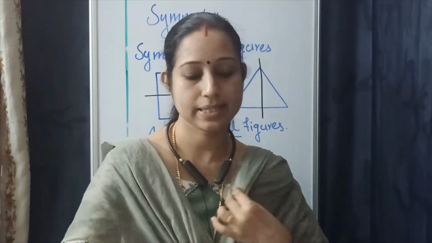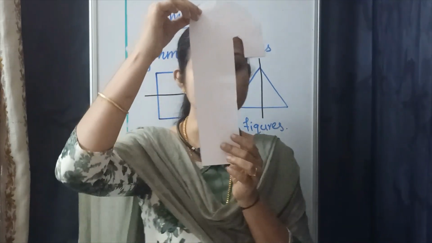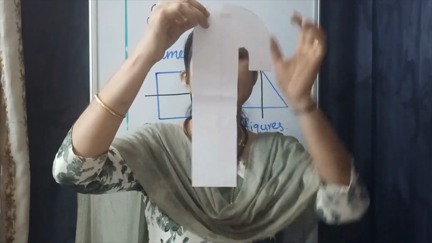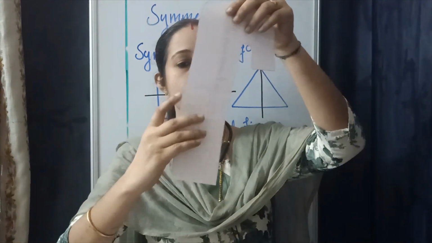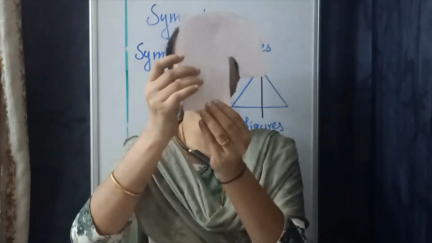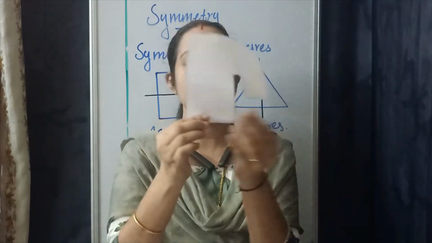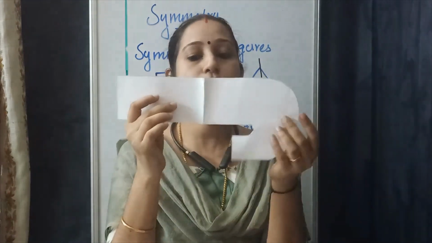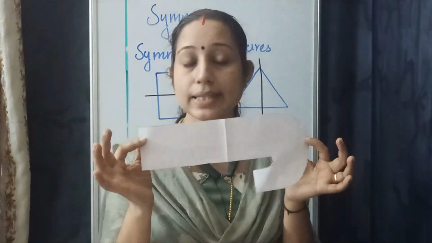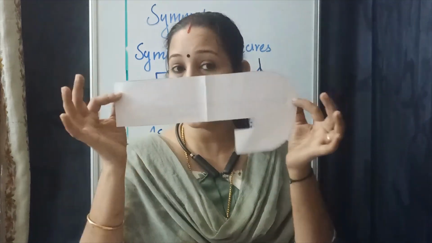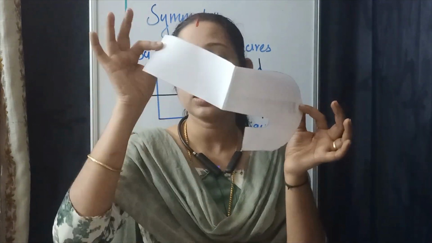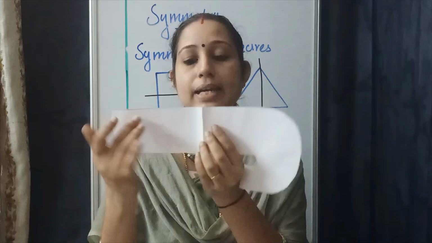Okay, now I'll show another example here. Yes, one model. Then I fold this into two halves. I fold the shape into two. So the two halves are equal, exactly the same. These two halves are exactly the same. This is a full rectangle shape.